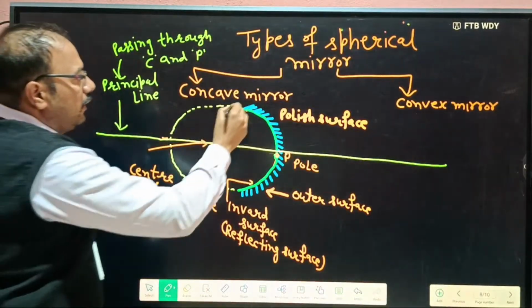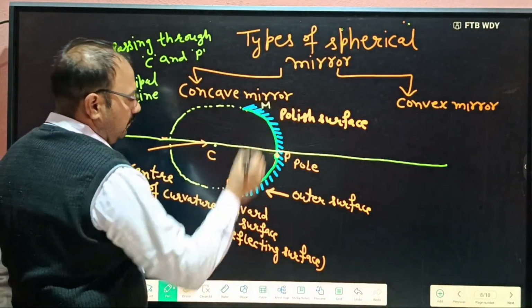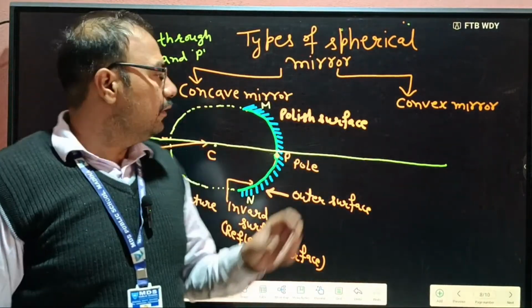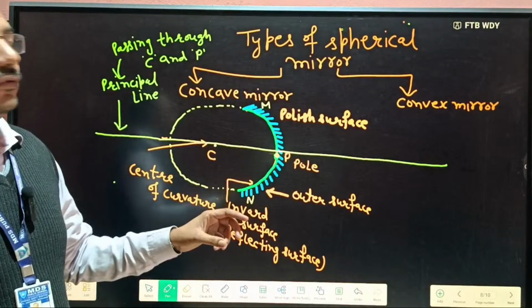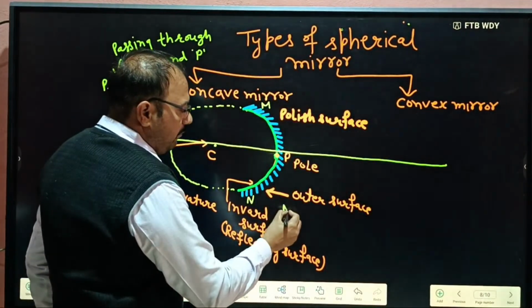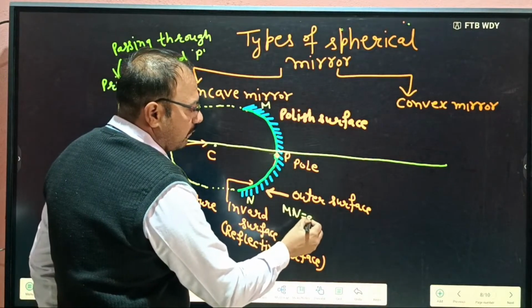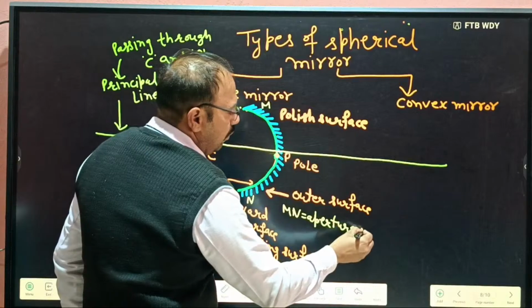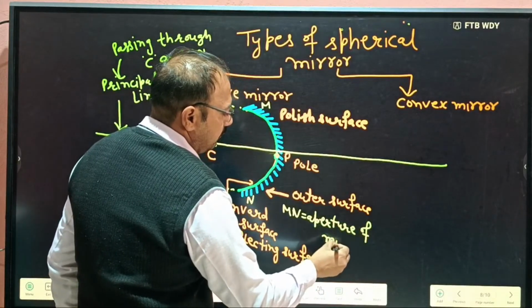Here, this MN is the aperture of the spherical mirror, through which light passes. So MN is the aperture of the mirror.